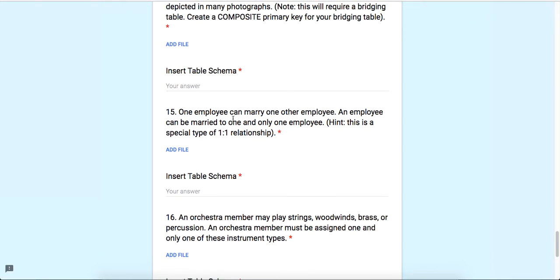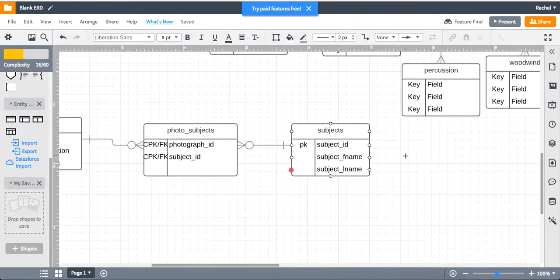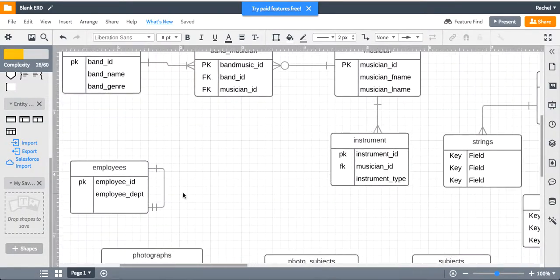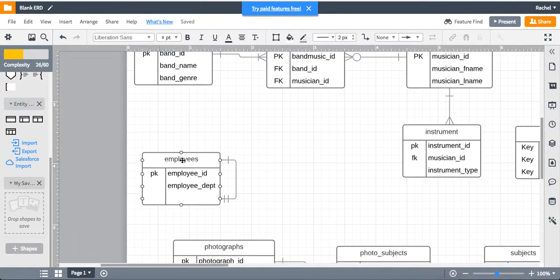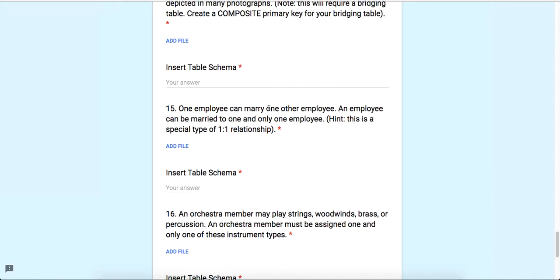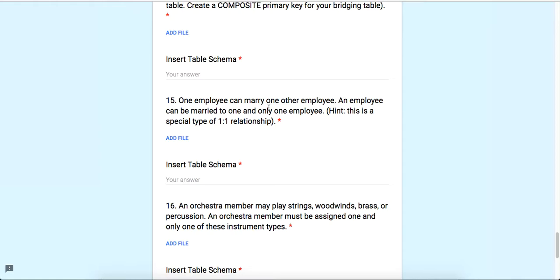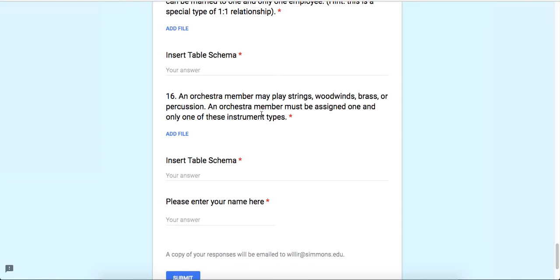Number 15, one employee can marry one other employee. An employee can be married to one and only one employee. For this, I was looking for that recursive relationship that we talked about in the lecture. And so you just have the one table, and then you have the one-to-one relationship depicted for that table. So I think some folks maybe overthought that one just a little bit, but go back and review the recursive relationships if you're struggling with that one.